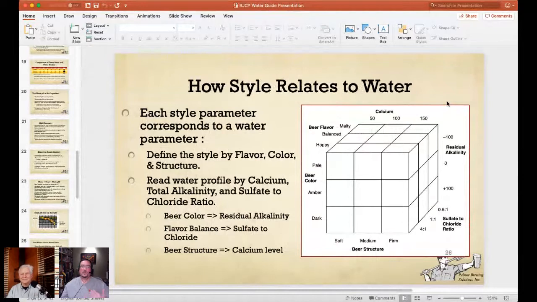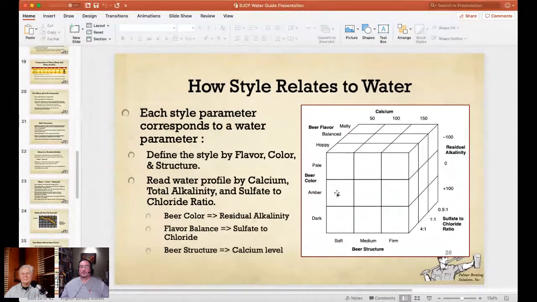And from that, we look at the water that complements that beer style. So for beer color, we talk about residual alkalinity. For pale beers, we want negative residual alkalinity. For amber beers, we want near zero residual alkalinity. And for dark beers, we want positive residual alkalinity. That way, these dark acidic malts, the specialty malts, balance the alkaline buffering capability of the water. Okay, and we end up with our target mash pH range.